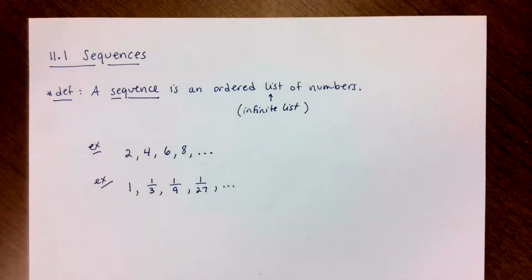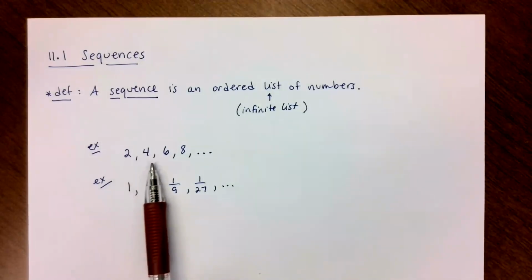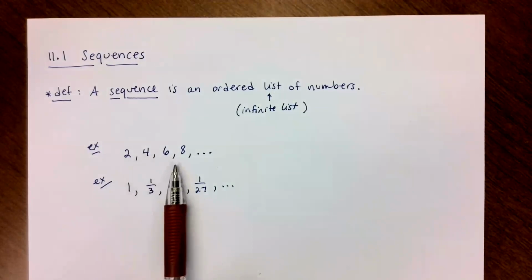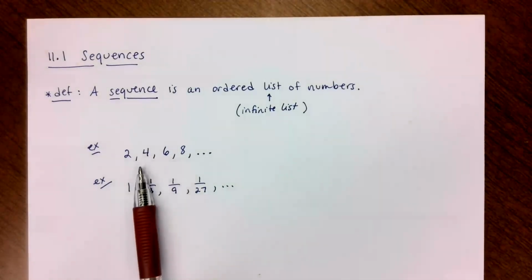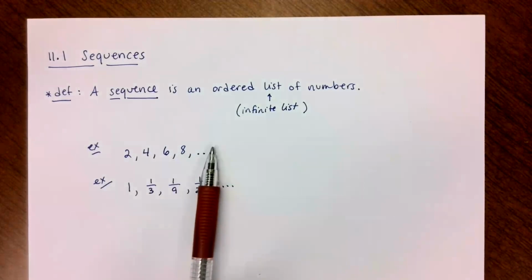Okay, so first we start off with a definition of what a sequence is. A sequence is an ordered list of numbers, and I've kind of specified here that list is going to be an infinite list of numbers. I have two examples on the screen here. So we could have a list like 2, 4, 6, 8. It's an infinite list of numbers, so we can't actually list them all. So typically we list maybe 3 or 4 or 5 of the terms so that you get a sense of the pattern. And then we have this ... at the end to say, and the pattern continues.